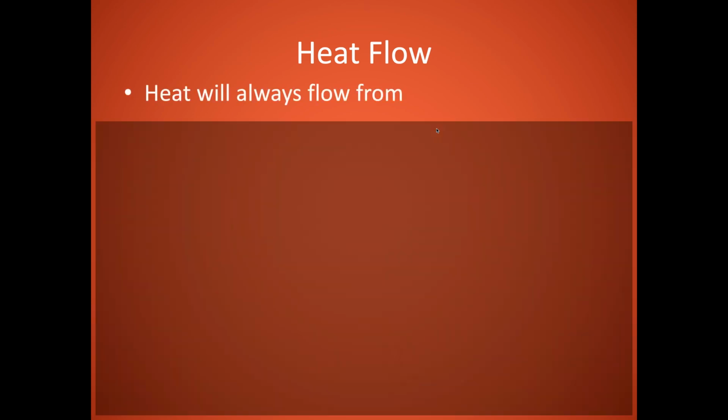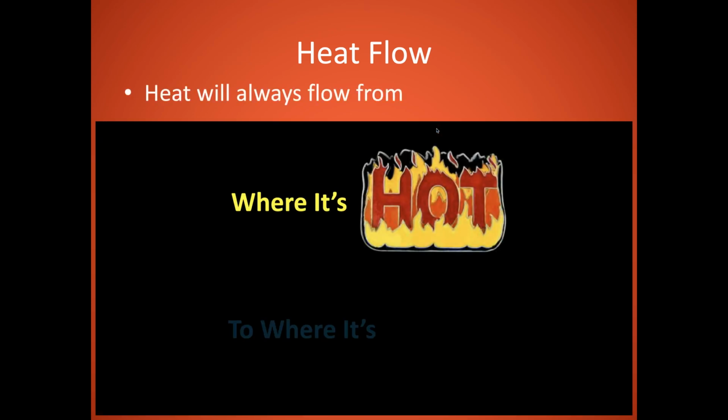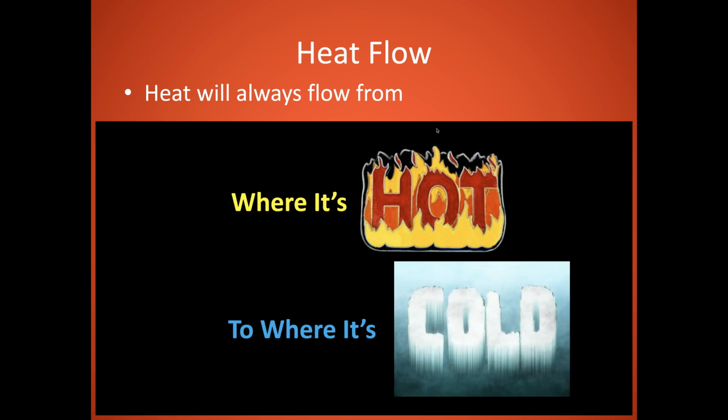Heat will always flow from where it's hot to where it's cold, because it's kind of like nobody ever said, okay, turn on the dark, when they wanted you to turn the lights off. Dark is merely the absence of light. Cold is merely the absence of heat. And heat will naturally flow from where it's hot to where it's cold.